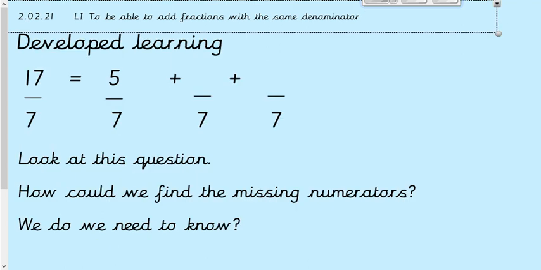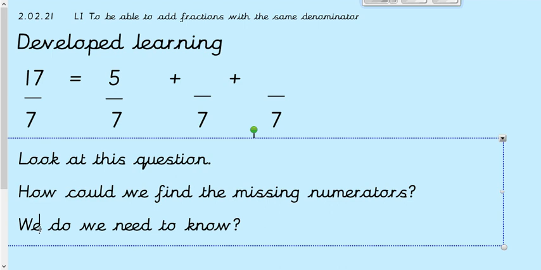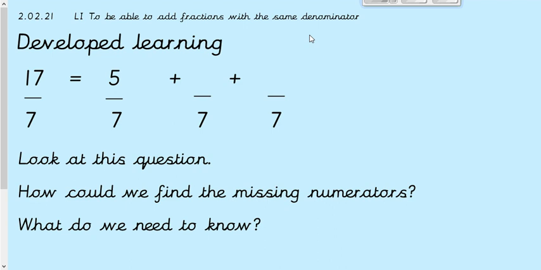This is where we look at our more problem solving questions. So I have 17 sevenths and I have 3 fractions which are added together to make that. However, we've only been given the numerator of one of those fractions. Look at the question: what do we need to know to find out the missing numerators? Have a think, pause the video and work out what we need to do to find out these two missing numerators. If you want to have a go at it, then feel free and pause the video. If not, then I'll go through it with you now.